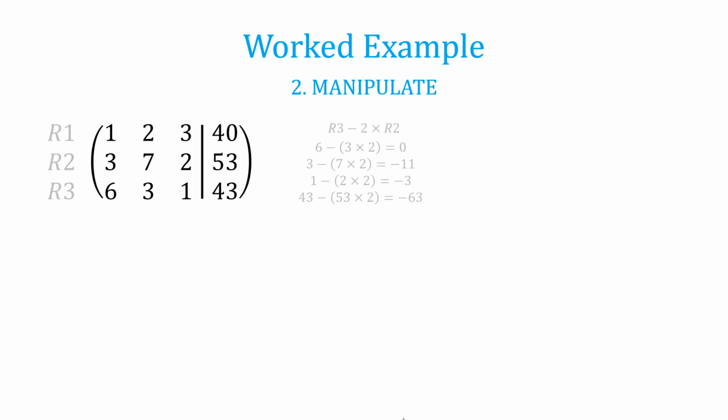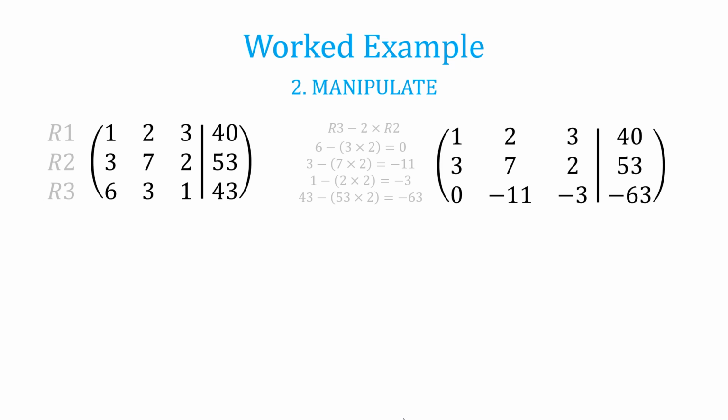But we have to do it for each component. So in row 3 column 2 we'll take away 2 times 7 from the 3. In column 3 we'll take away 2 times 2 from 1, and in the constant column, the fourth column, we'll take away 53 times 2 from 43. And that will leave us with the matrix we see here.